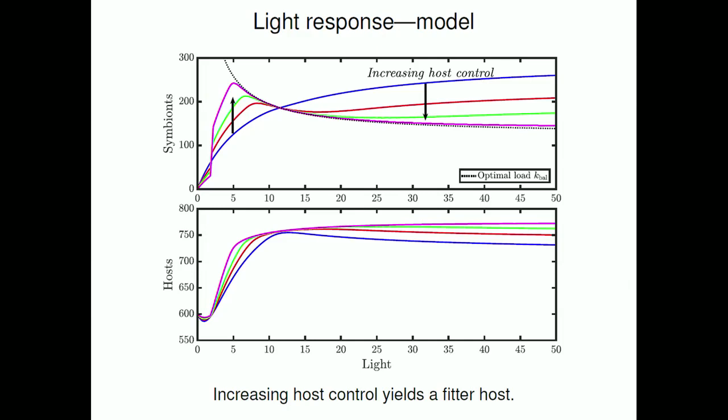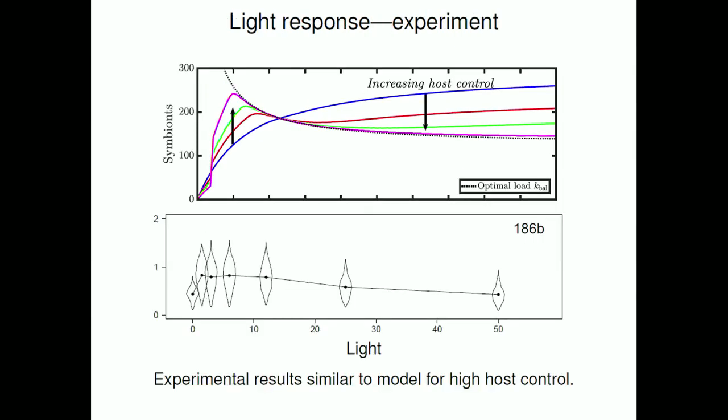So how does this work with different light levels? We have our optimum load, which is this dotted line at the top, and the top plot shows us our symbiont load in the population. Looking at the blue line, when there's no host control, then we just have this increase in symbiont load. Compare that to hosts in the bottom panel. Hosts start to do less well as light increases. But as they increase their management of the symbiont load, as they increase host control, symbionts do less well in high light as the load approaches this optimum, but the hosts do much better. And so an increasing host control yields a fitter host.